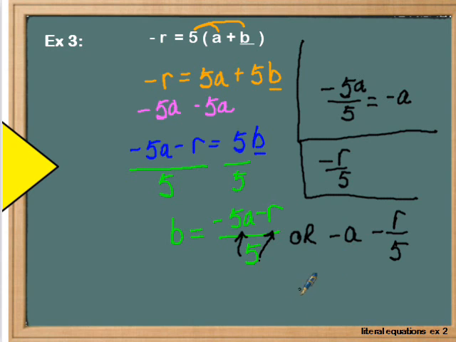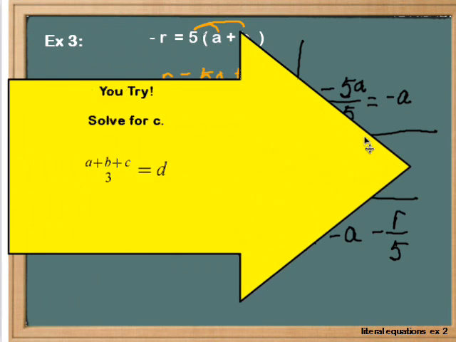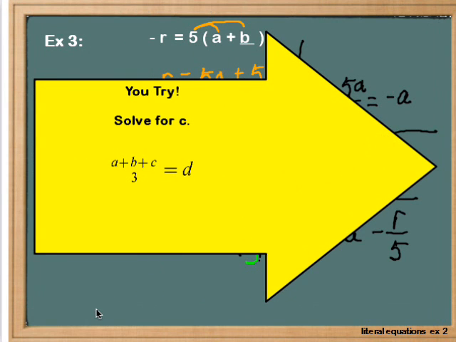Hope you got those answers, and now it's time for you to accept a you try. Here we go. You go ahead and try this: a plus b plus c over 3, and that is division. It might be hard to see that division bar, so I'm just going to go ahead and draw it in for you. So that is a division bar. And so a plus b plus c divided by 3 equals d, and you are solving for the c. Go ahead and give that a try. When you come back, we'll reveal the answer.